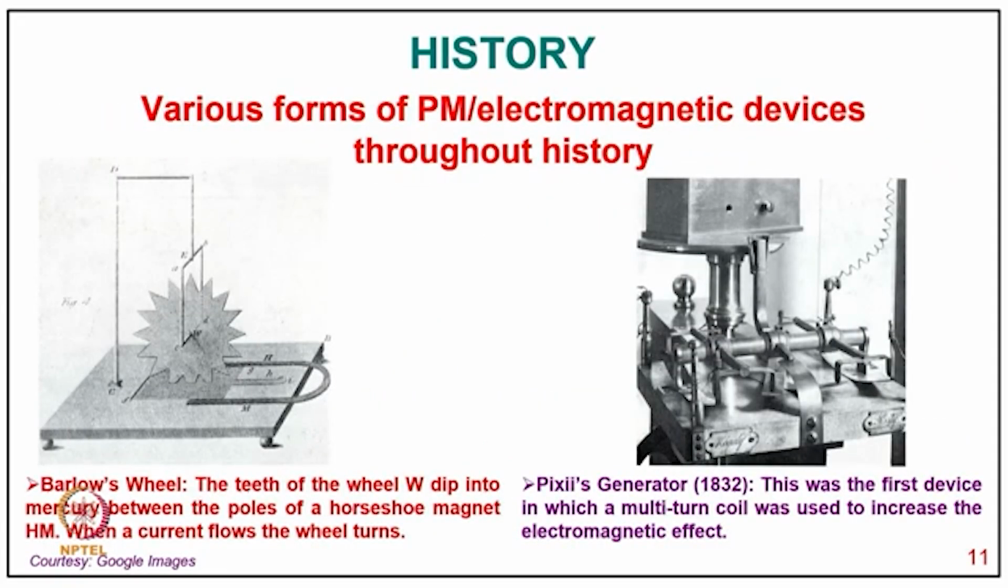And now coming to various forms of permanent magnet or electromagnetic devices through history. Here is a typical example on the left side, the Barlow wheel; the teeth of the wheel W dip into the mercury between the poles of a horseshoe magnet, and when the current flows through the wheel. And of course, on the right side, the Pixii generator 1830, which was put in 1832. This was the first device in which the multi-turn coil was used to increase the electromagnetic effect.